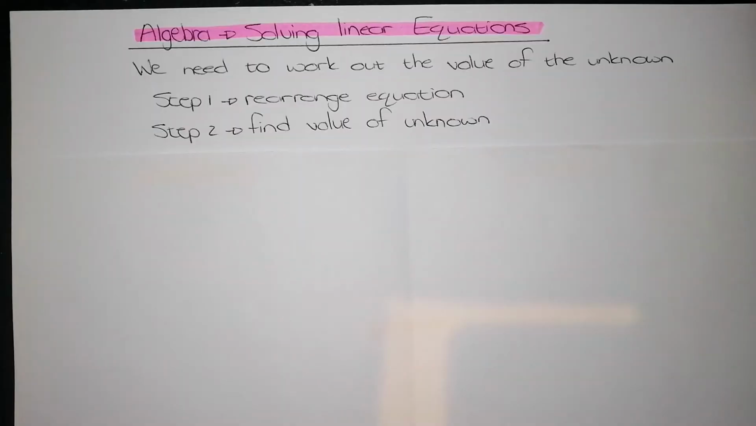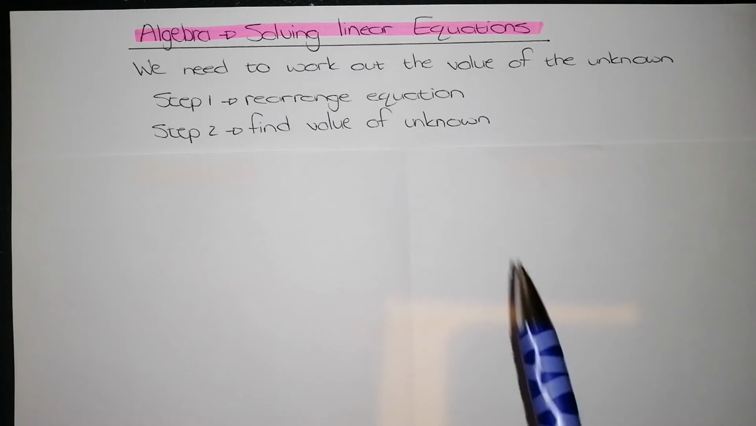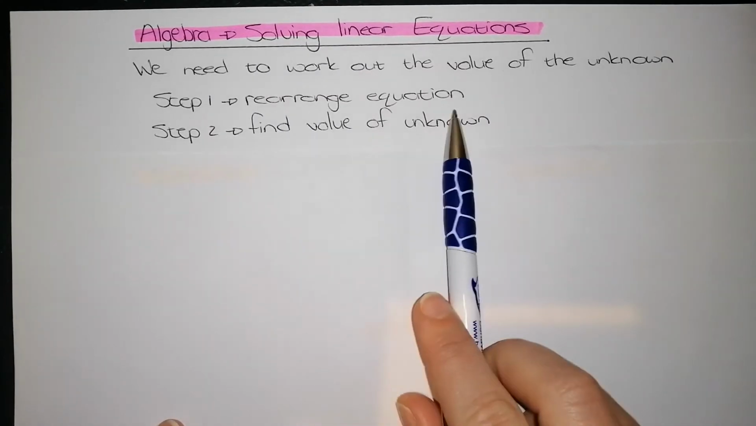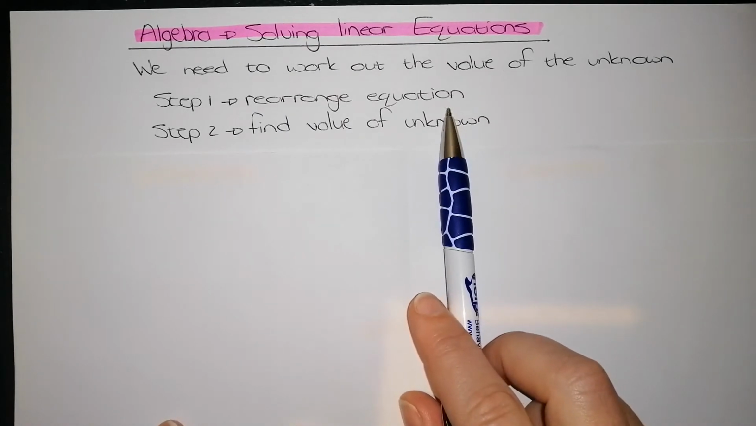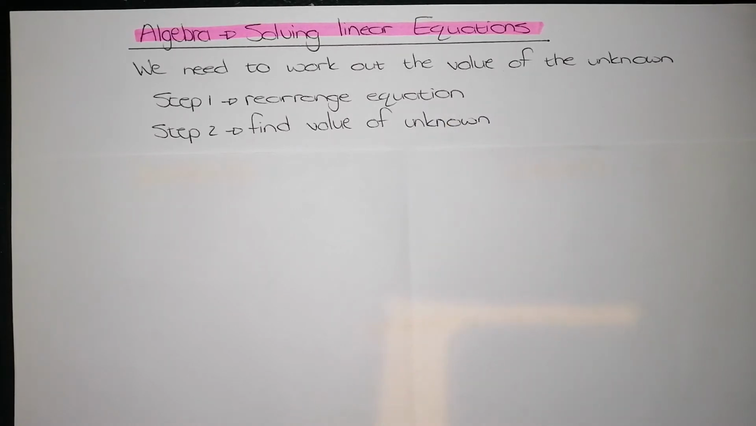When solving linear equations, the word solving indicates that we need to find a value for the unknown factor in that equation. There's only two steps that we need to follow. Step one is we need to rearrange the equation. By rearranging the equation is meant that all the terms with the unknown factor have to be on one side of the equal sign and the numbers on the other.